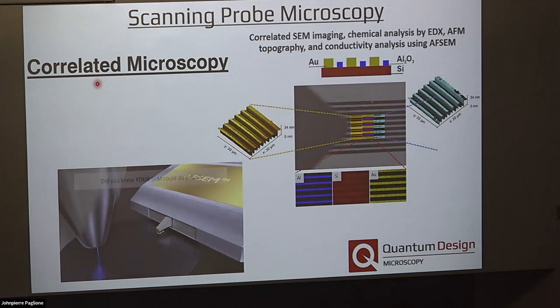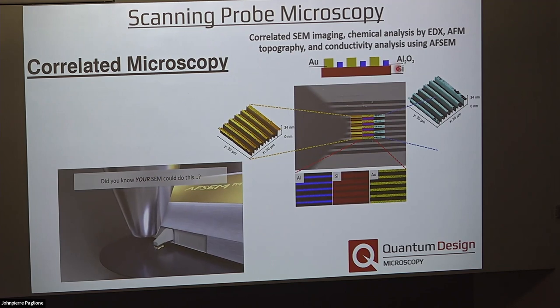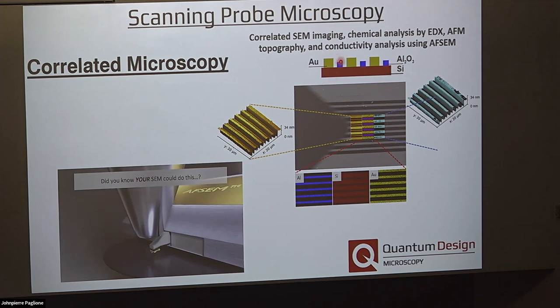This little test sample, which is not scientifically particularly interesting but gets the point across, is a silicon wafer with some gold lines on it and some aluminum oxide lines. So good conductors, semiconductors, bad conductors, et cetera. What we have here is a correlated image of four different techniques. We've got SEM shown here in gray, AFM for the topography, and conductive AFM for the conductive response of the sample. And with a lot of SEMs, there is EDX analysis you can do for elemental analysis. So we've got four different techniques here.